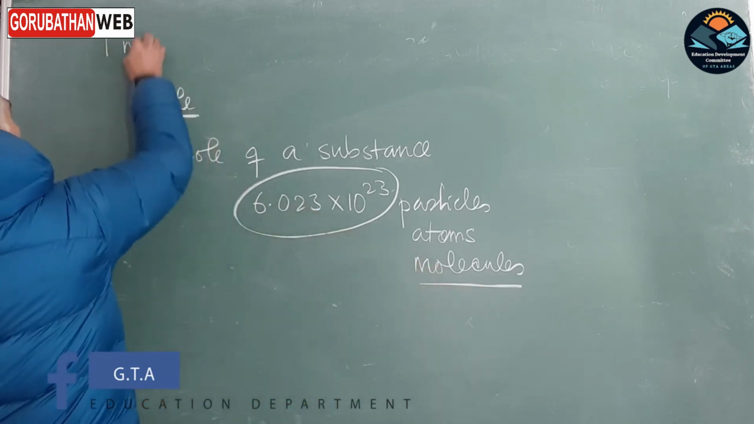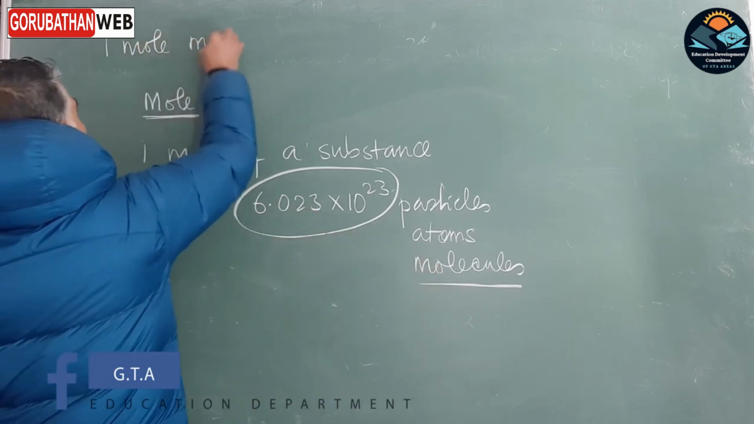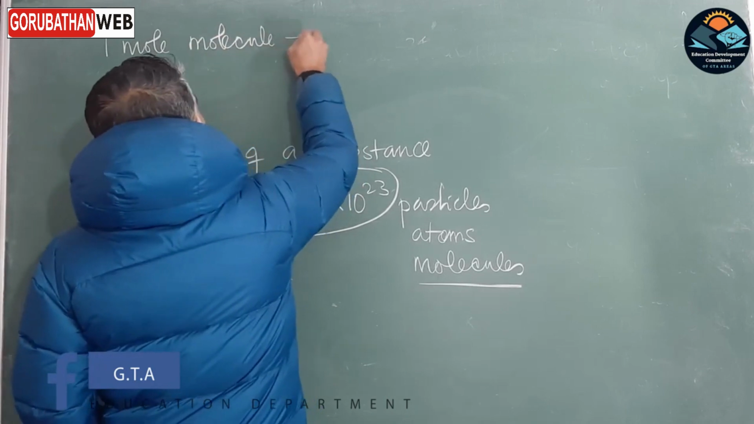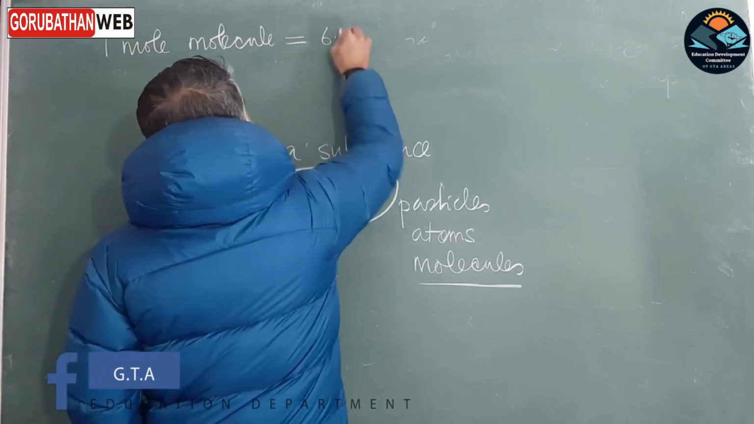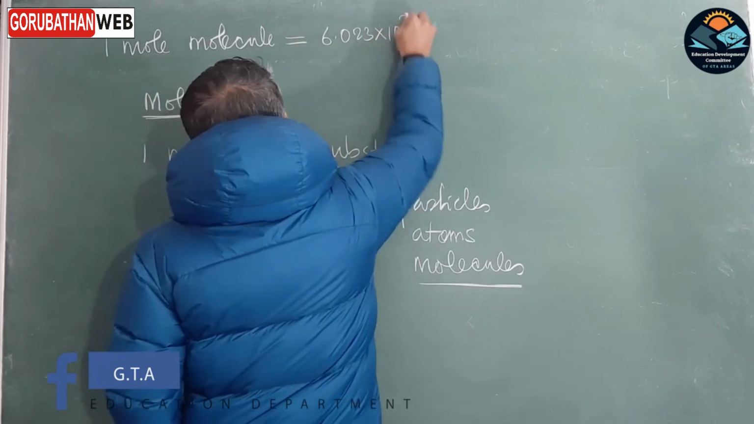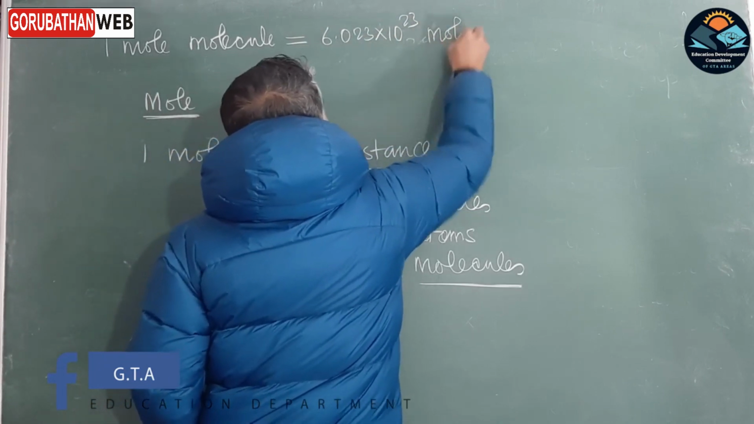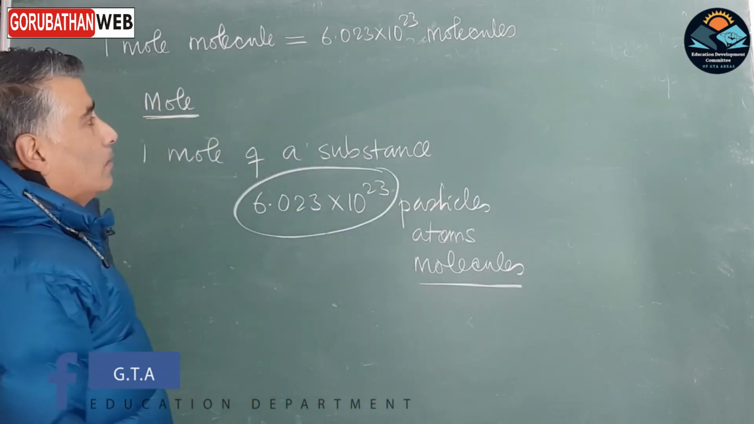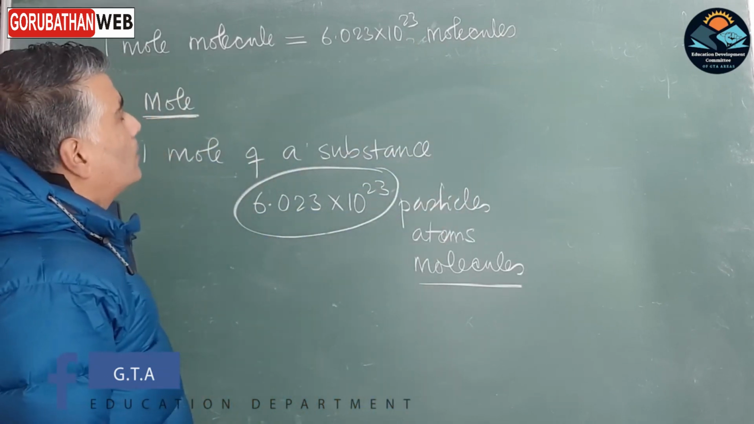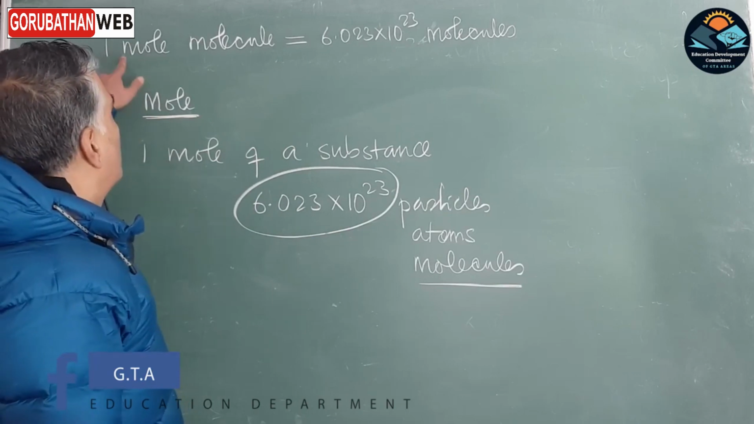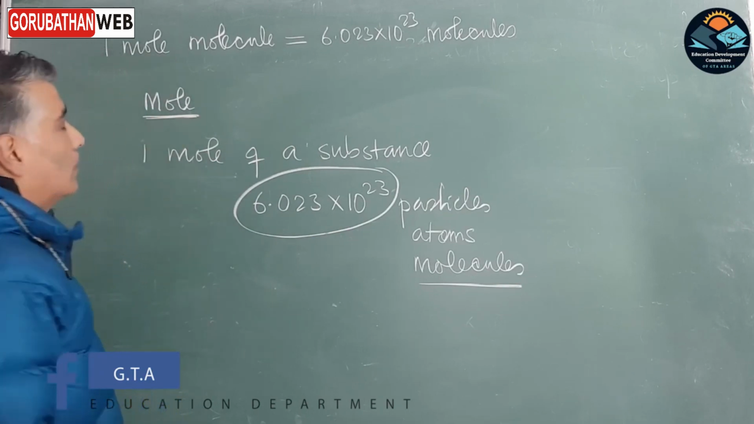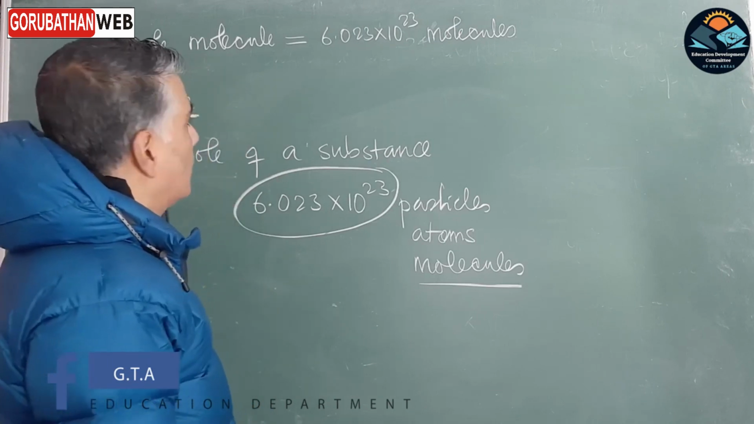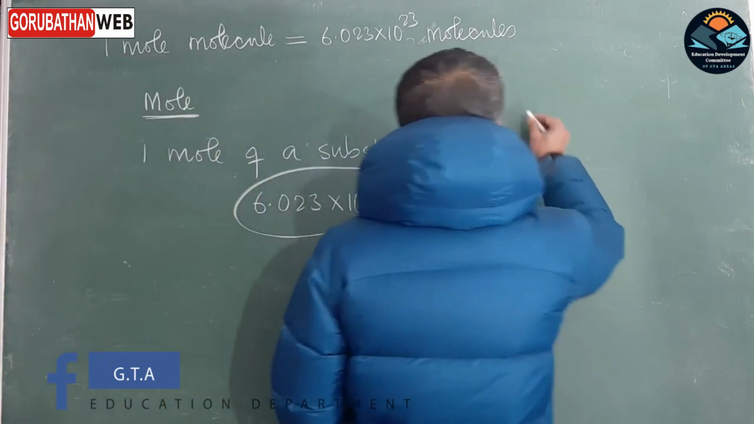So what's the meaning of 1 mole molecule? 1 mole molecule means simply the mass of 6.023 into 10 to the power 23 molecules together. If you have these many molecules, which is a big number, all together, then the total amount is called 1 mole molecule. But there's another thing that we learned in class 11, and that is called gram molecular mass.